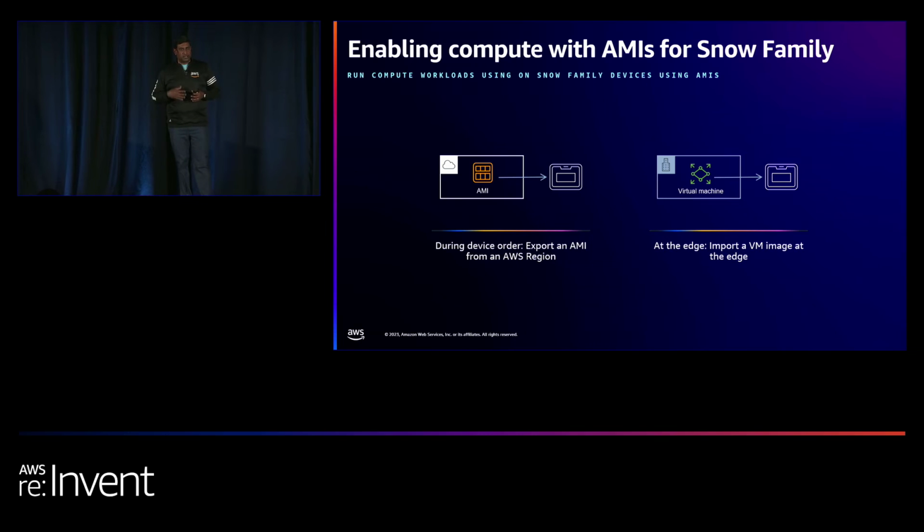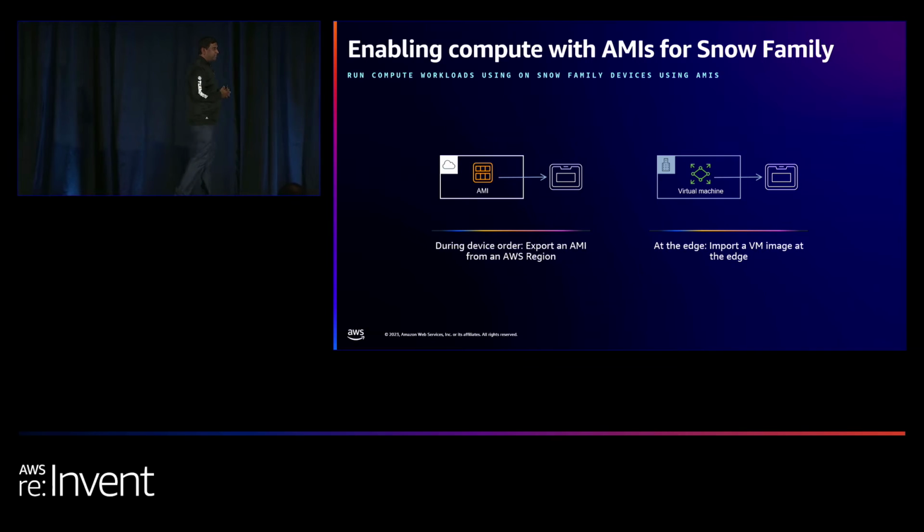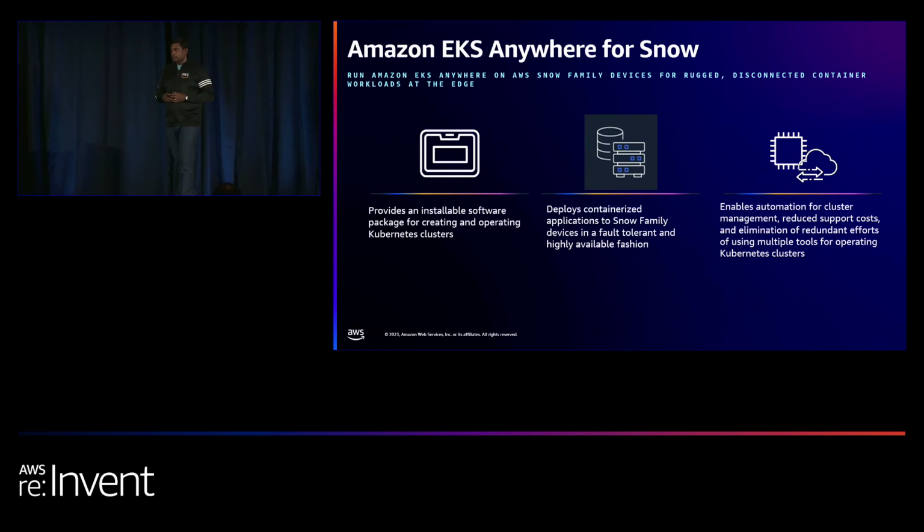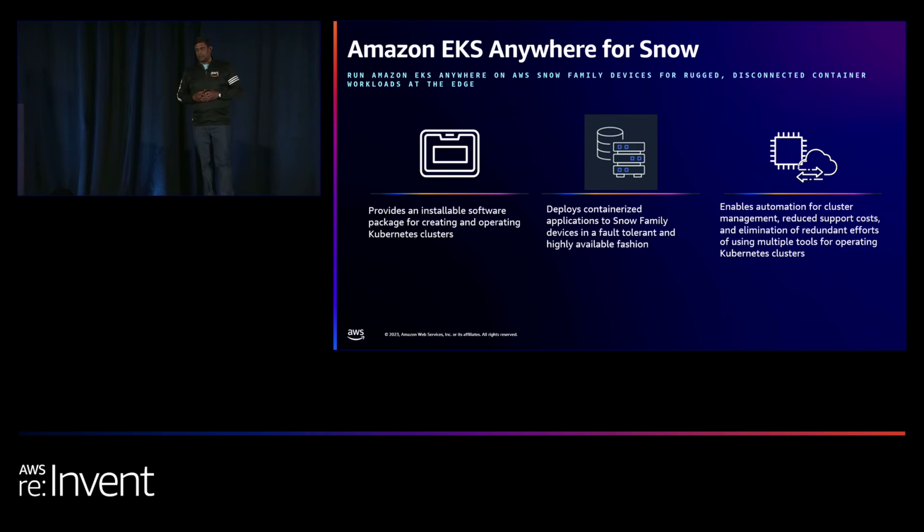Another approach is you can update your application in region or bring new applications to your Snow device in region. And in this case, you're effectively importing a VM image onto the Snow device, in region or in the field at the edge. And you could use OpsHub to make your life easy to import that virtual machine onto the Snow device. So that's what I talked about, basic compute applications running as virtual machines on Snow.